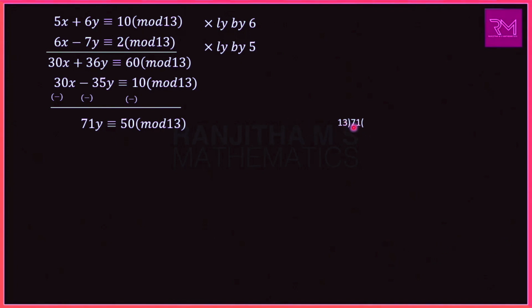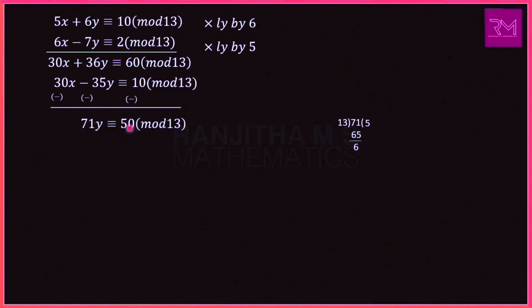If we divide 71 by 13, we get a remainder: 13 into 5 is 65. So if we subtract 65 from 71, we get 6 as a remainder. So in the place of 71, we can take this as 6. This is because 71 is congruent to 6 mod 13 is satisfied. Here 71 is congruent to 6 mod 13 is nothing but 13 divides 71 minus 6, which is 65. Obviously 13 divides 65, satisfied. Therefore in the place of 71, we can write 6.